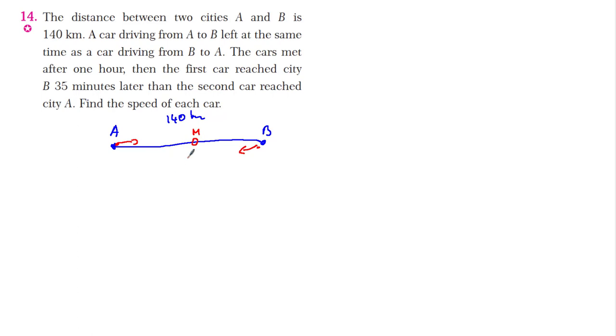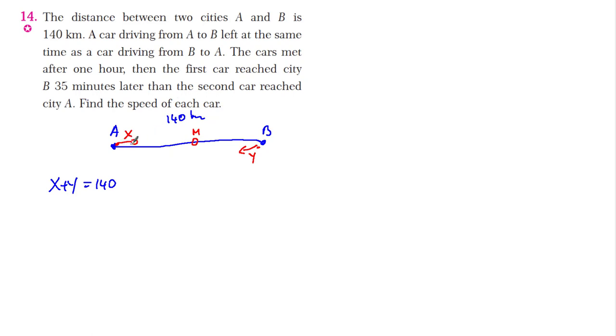So if we think like this, let's say the first car has a speed of x kilometers per hour, the other one has y kilometers per hour. If they cover the whole distance in 1 hour, that means x plus y is 140 kilometers per hour, right? So if you add up the speeds from both sides. Now the cars met after 1 hour. Then the first car reached the city B 35 minutes later than the second car reached the city A.